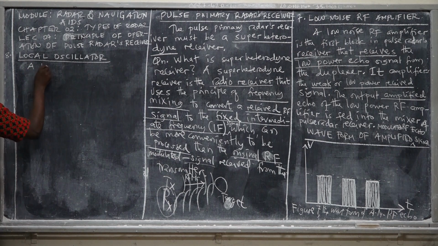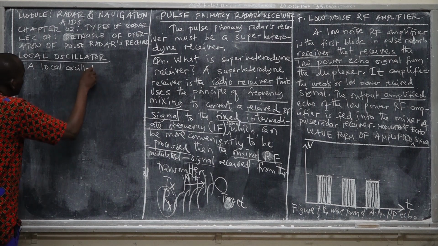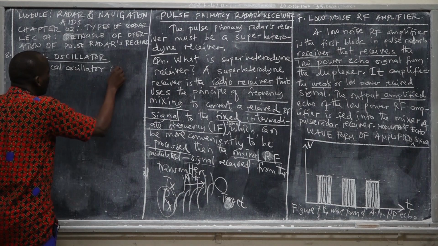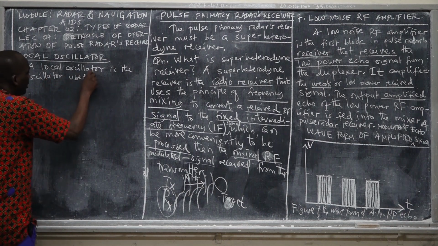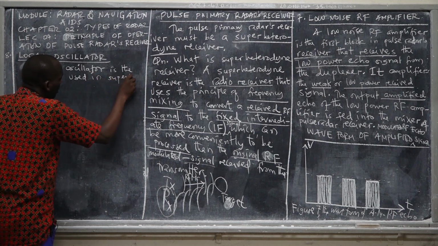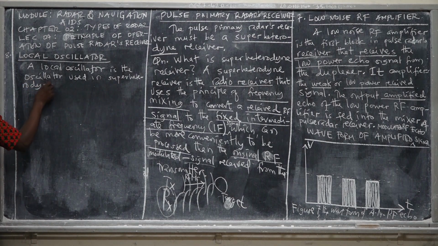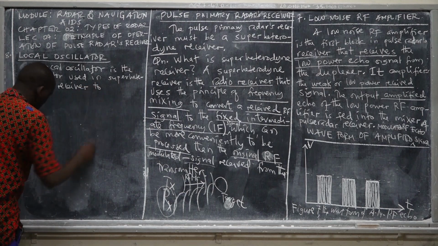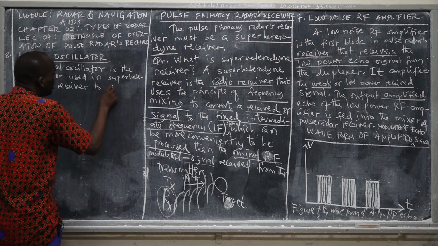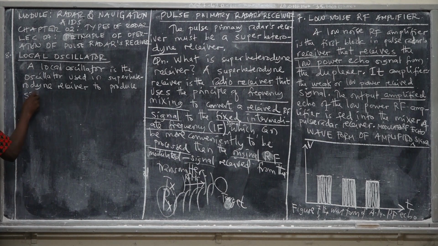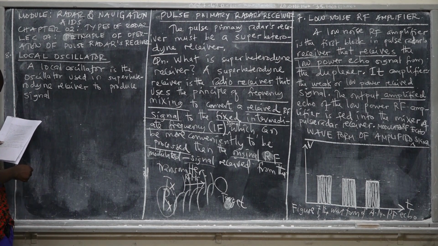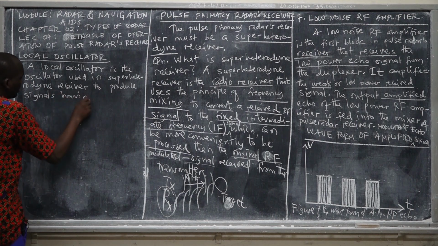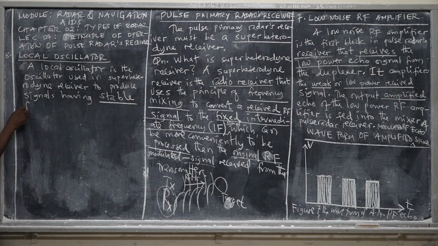So we say that a local oscillator is the oscillator used in superheterodyne receivers to produce signals having stable frequency.